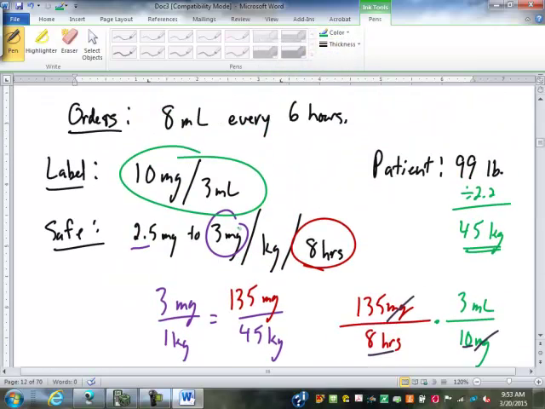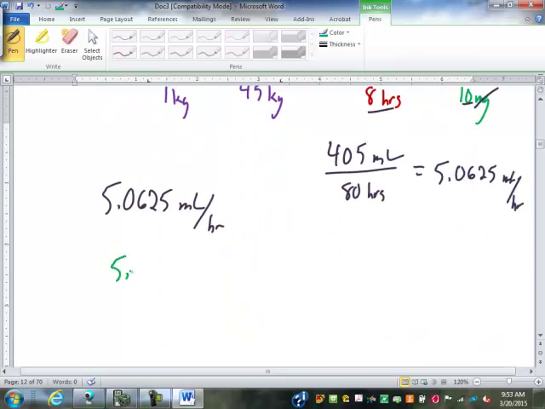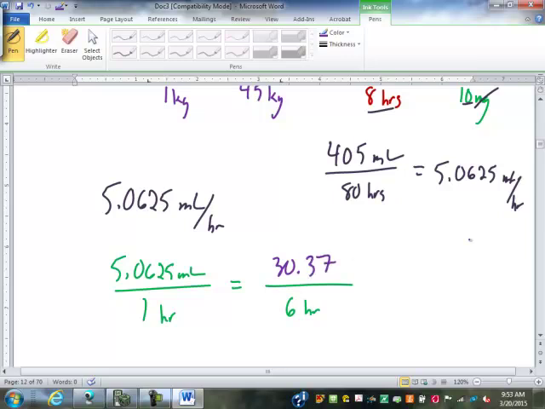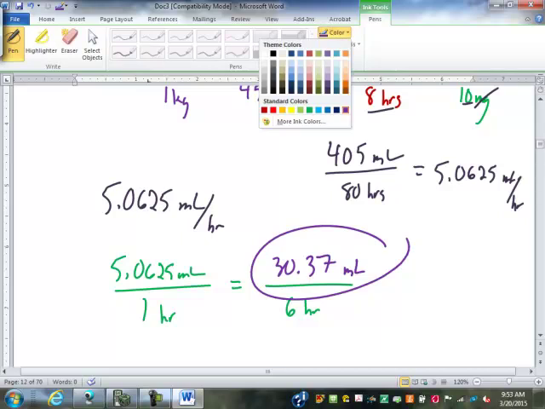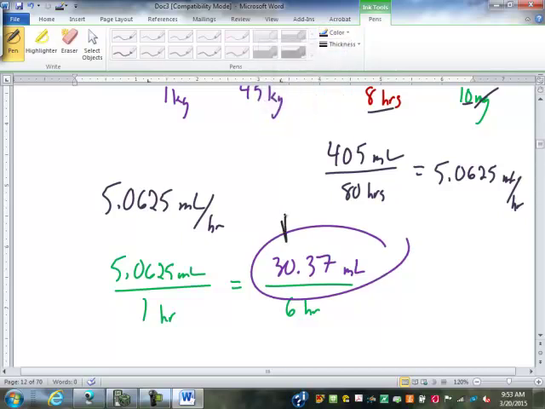Now, the doctor's order was for every 6 hours, so we do a proportion to get that to 6 hours. 5.0625 times 6 is about 30.37 milliliters. So there's definitely not too much medication being administered here. Of course, this is the max amount since we used the larger number. Let's find the minimum amount.